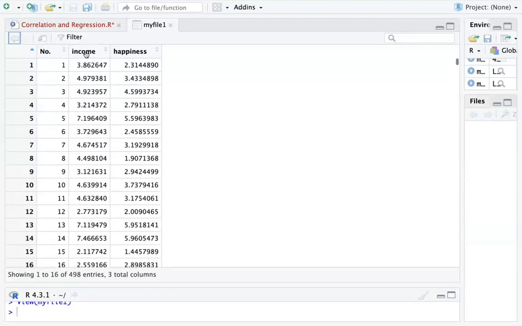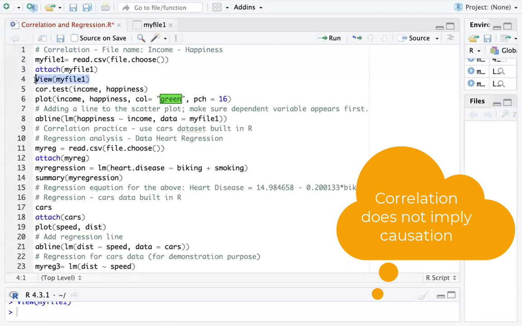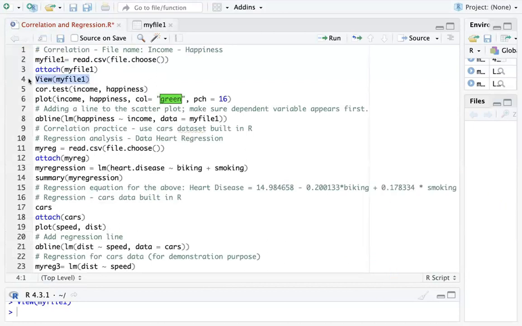498 entries, and there are 3 columns, but there are only 2 columns of our interest. One is income and the other is happiness. So basically, in this data set, we want to know what is the correlation between income and happiness. In other words, we want to ascertain if income increases, does it also increase the level of happiness or not? Although I do not intend to imply any causation. So this is the structure of our data.